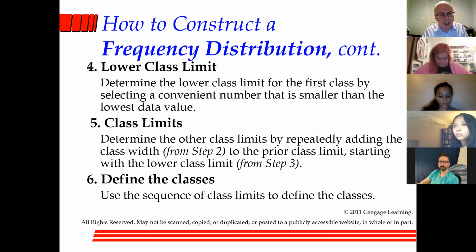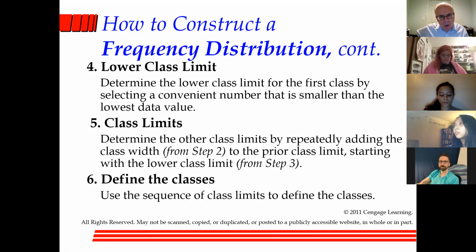All right, you can see this next slide with step number 4. You see it? Yes, all right. Lower class limit. Now, they say to come up with a convenient number that's smaller than the lowest data value. This is where you might need to fiddle with it a little bit, and I'll show you why when I get to the demonstration. So I'll show you how that works.